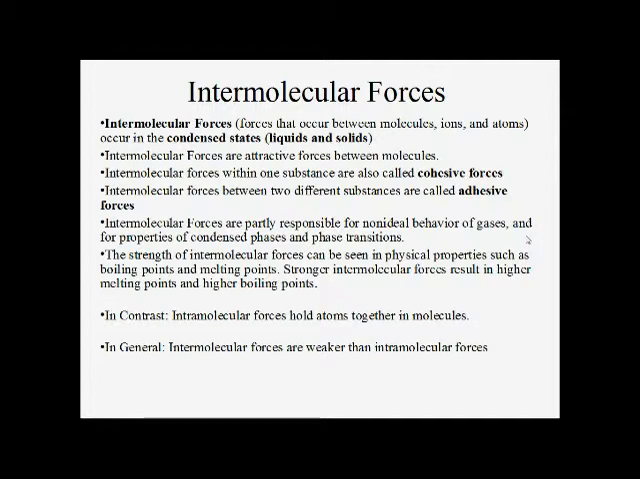These forces are going to show up in a number of physical properties such as boiling points, melting points, viscosity. So we're going to look at some of these forces and look at how they affect some physical properties.